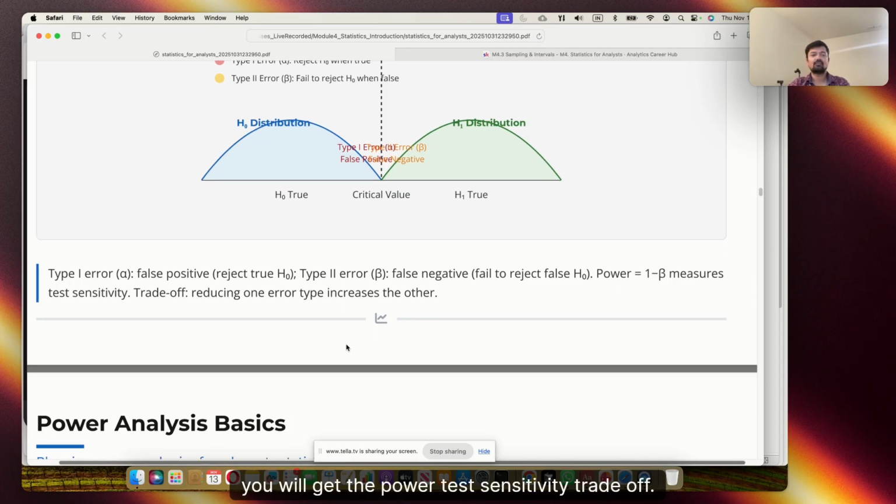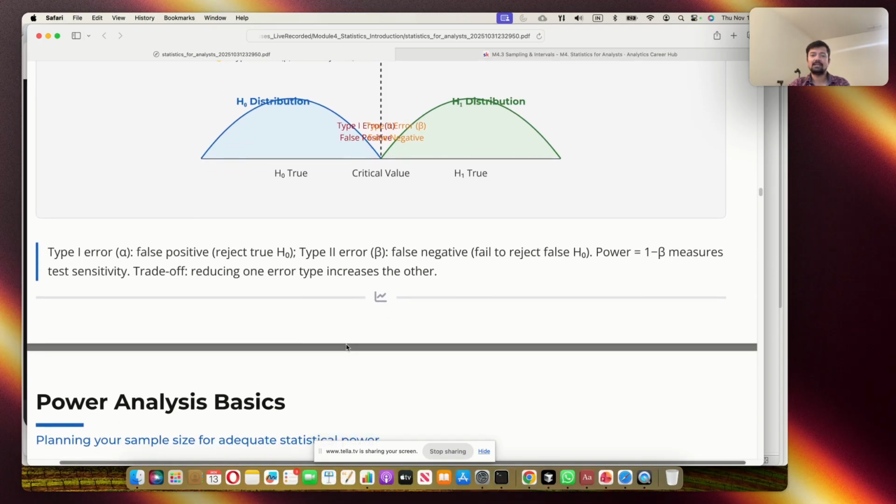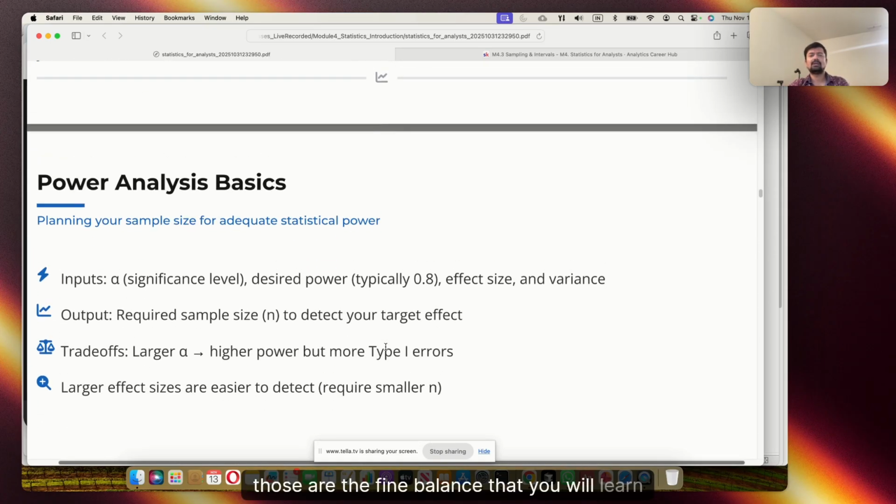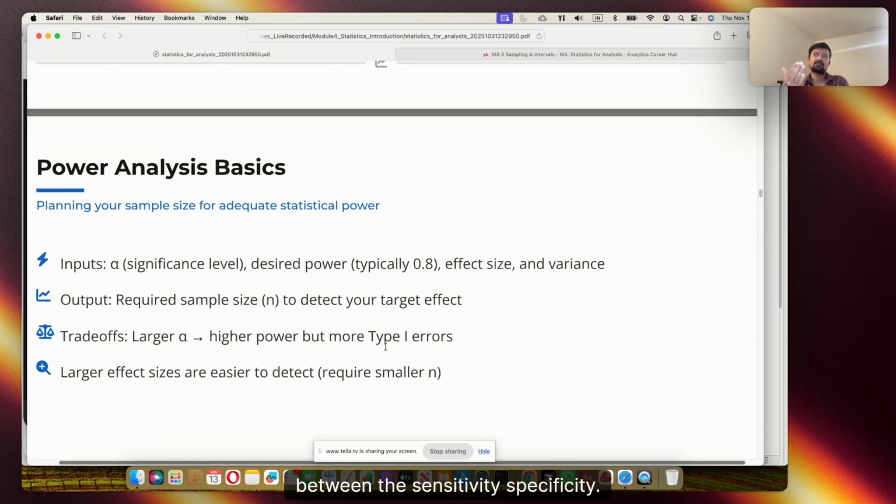Test sensitivity trade-off: reducing one error type increases the other. If you reduce the type 2 error, type 1 error will increase. If you reduce the type 1 error, type 2 error will increase. Those are the fine balance that you will learn between sensitivity and specificity. We make the ROC plots, those kinds of things.